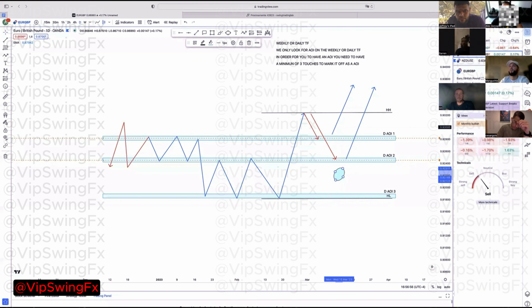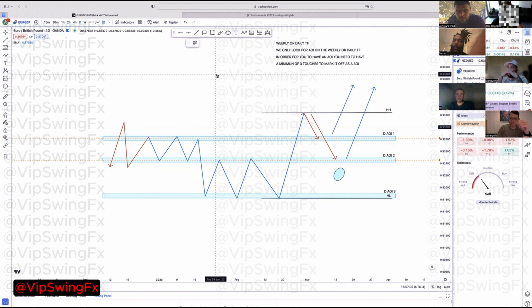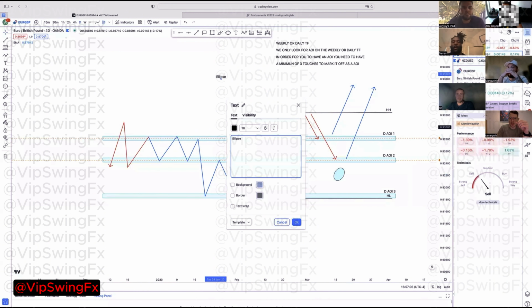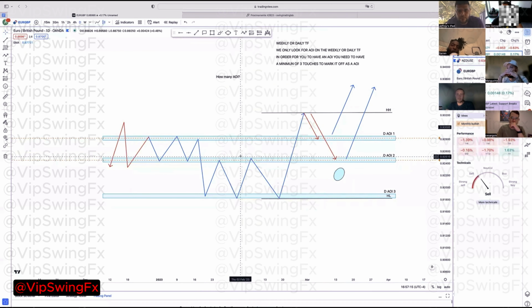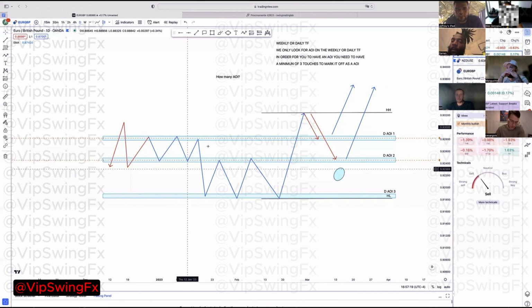How many areas of interest? This is a question that I get very often, and it's very simple. It's very self-explanatory. Hold on, I'm just copying it. How many areas of interest? How many does the market give you? In this case, they only give us 2. That's it, we can't do nothing. I can't make up areas of interest.